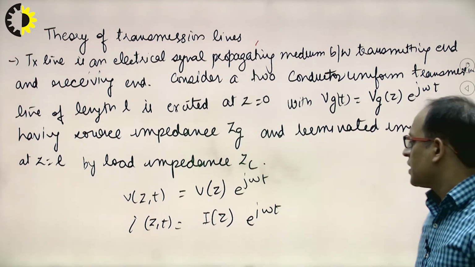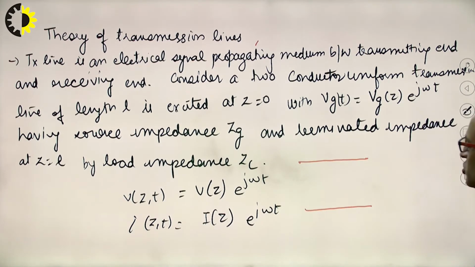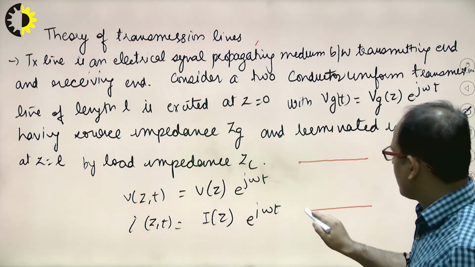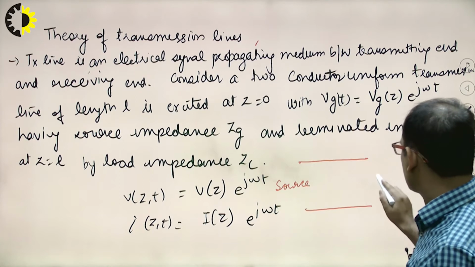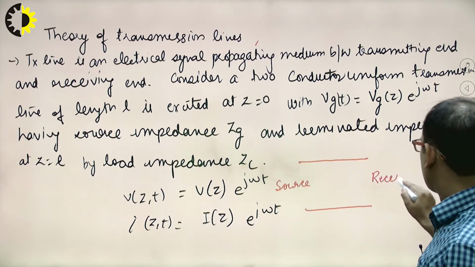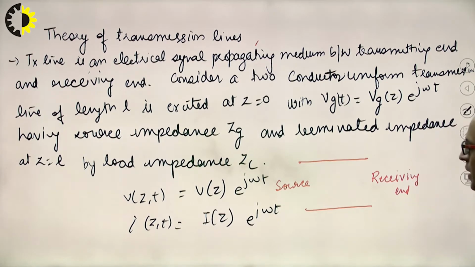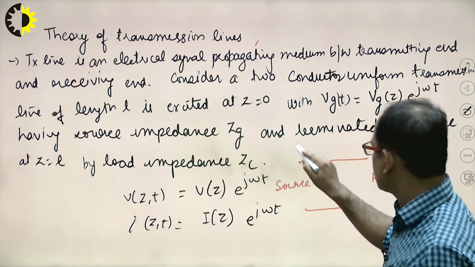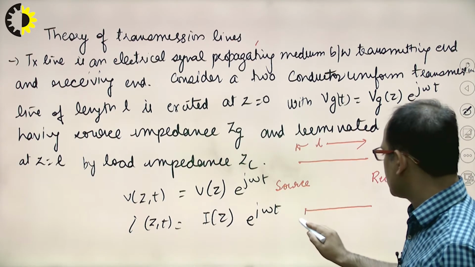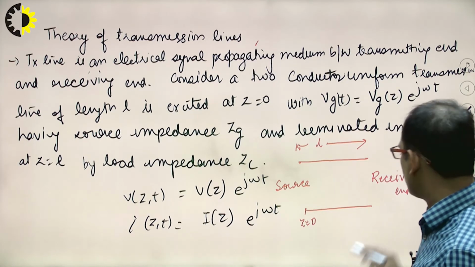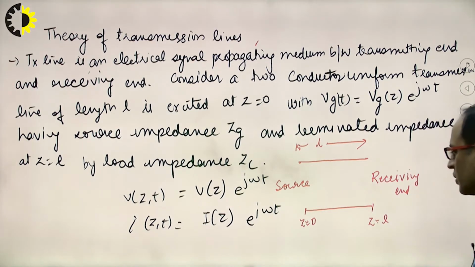Now see, consider this one is a transmission line, and this one is the source side, and this one is the receiving side, or you can say receiving end. Clear? And let's say this transmission line has a length L, and this is Z equal to 0 and this is maybe the position Z equal to L.